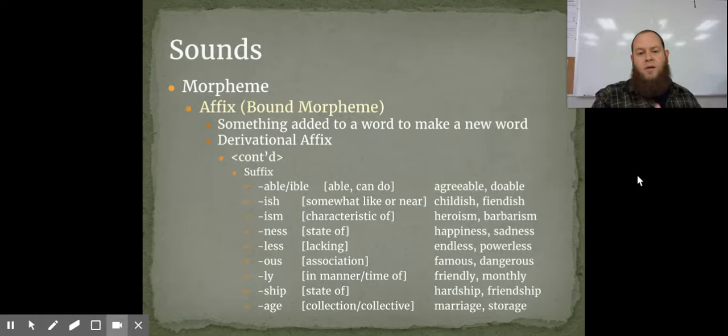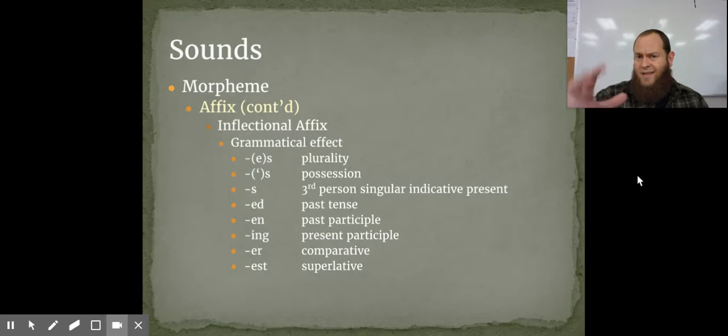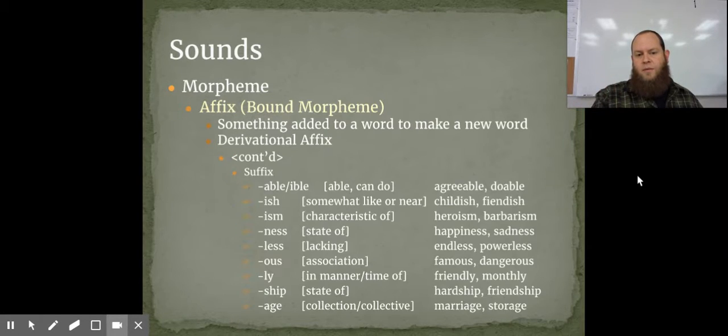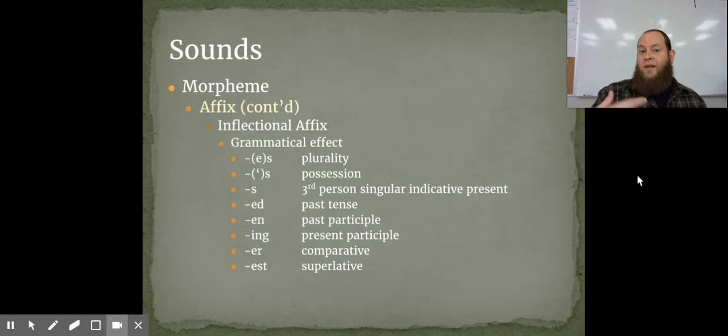As far as suffixes go, you've got very familiar things here. Again, you've got able or ible, ish, ism, ness, less, us, ship, and udge there, in the various examples. And then again, what is indicated with the use of those suffixes. And then this is the fun stuff. This is what matters for us, right? These other ones are called derivational affixes. These are called inflectional affixes.